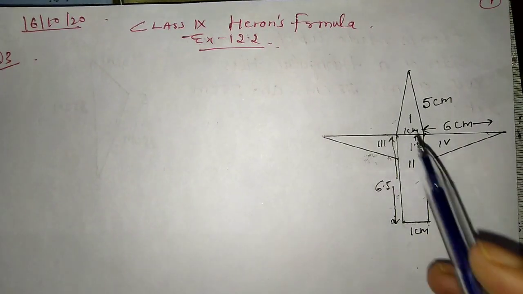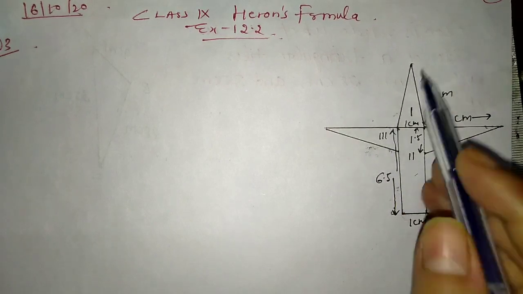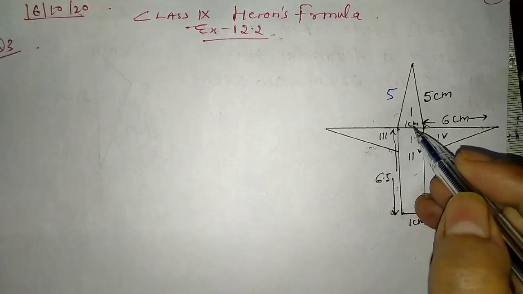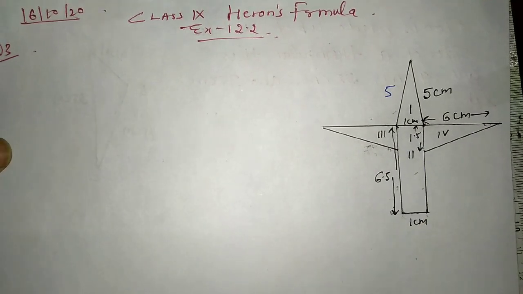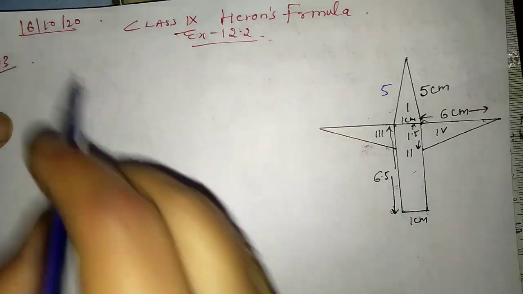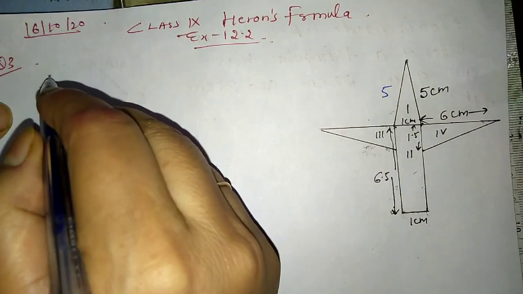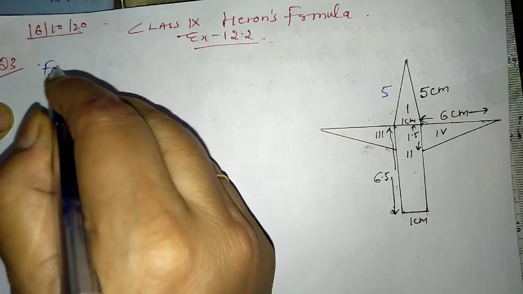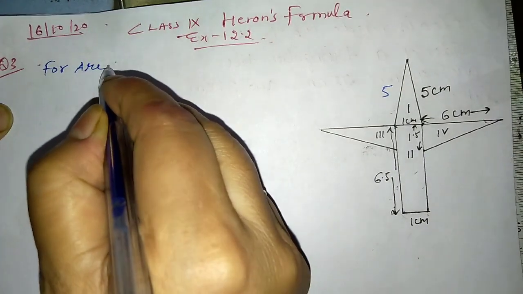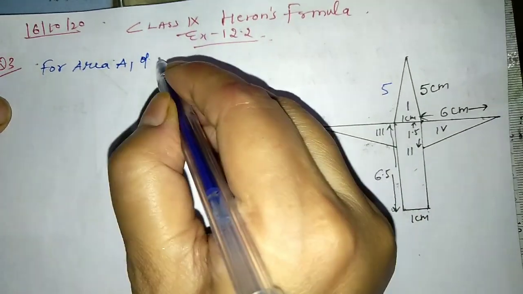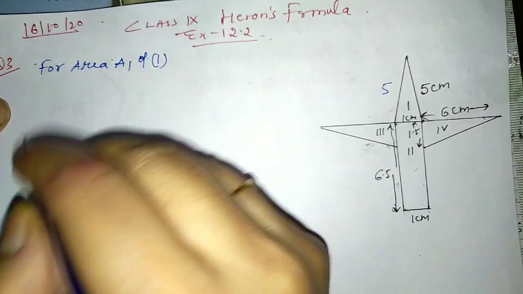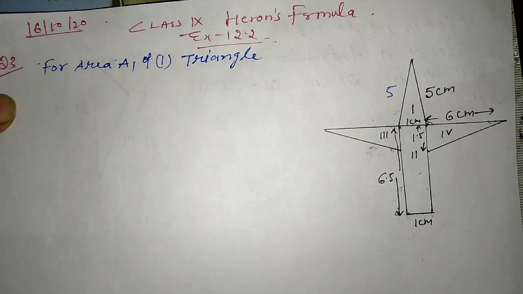So the figure is like this. This is 5 centimeter, so this one also 5 centimeter. This is 1 centimeter. First we will find the area of the first figure. Suppose the area is A1 of part 1. That is a triangle. The triangle we can find with the help of Heron's formula.